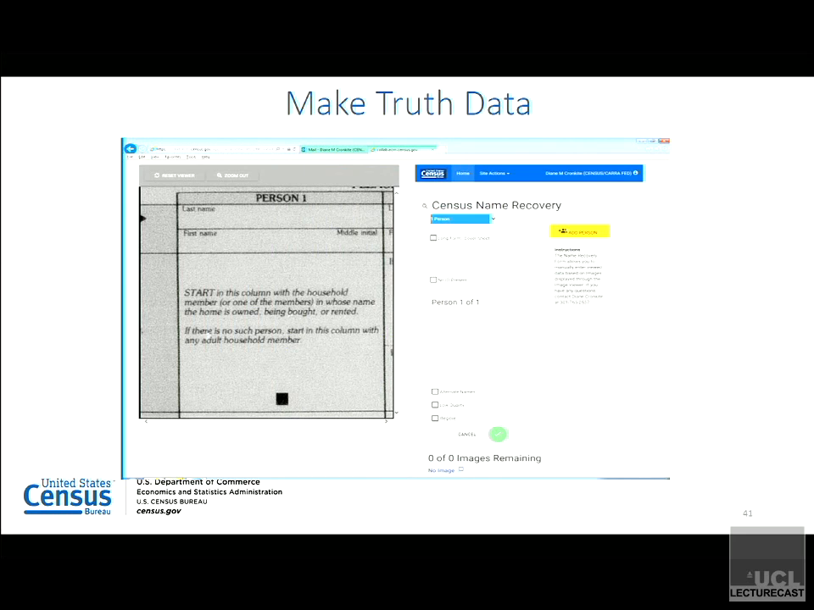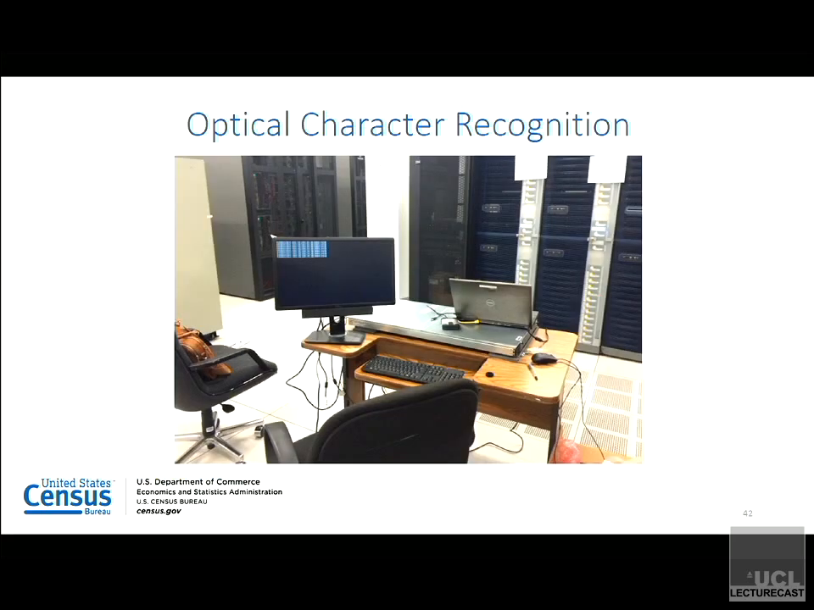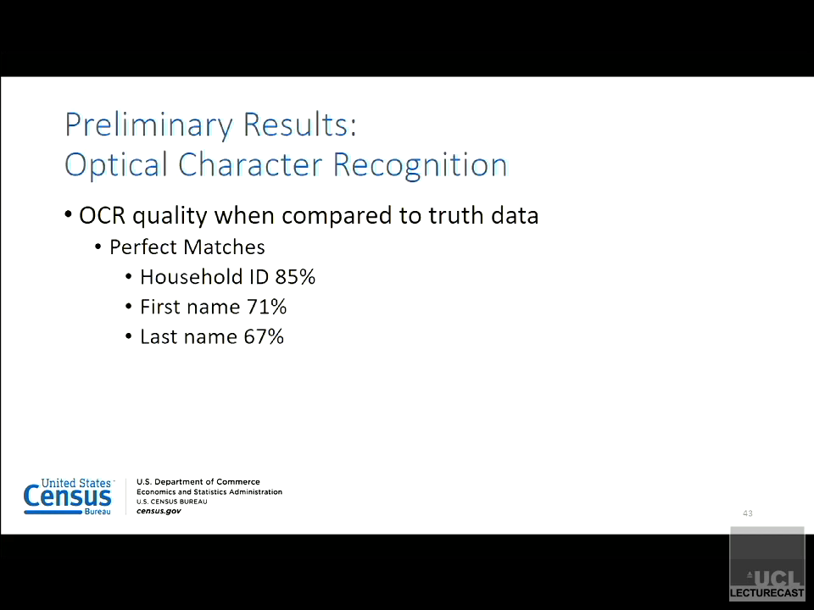And then we tested out two optical character recognition companies. So this is where the computer grabs the name from the image and turns it into letters. We gave them 20,000 cases as training data, and then we ran it on our other 20,000 cases to test them. This is what we got.